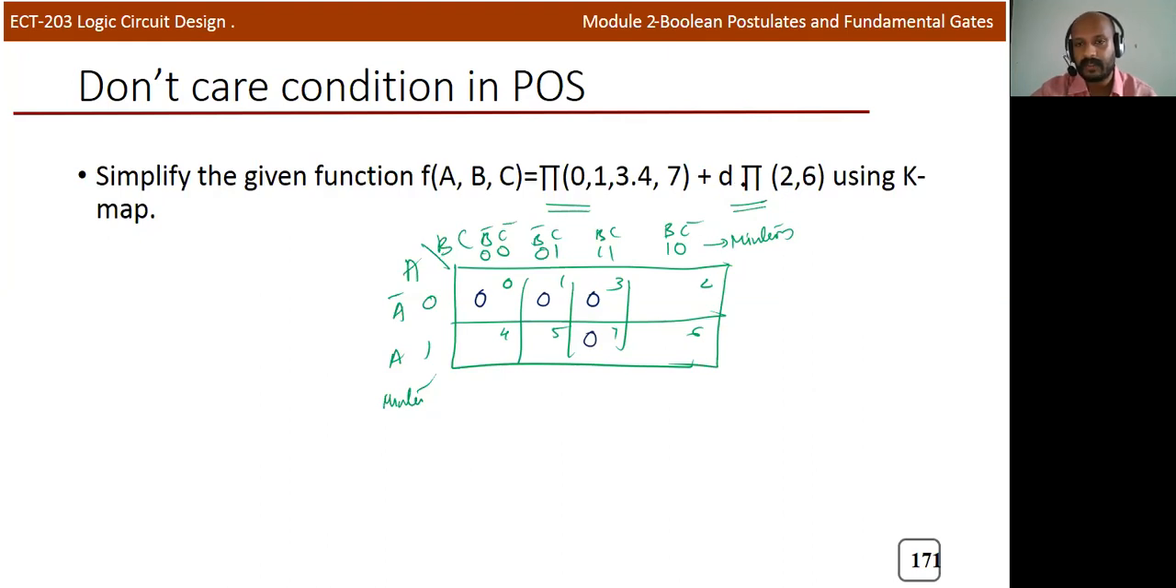We already explained what you mean by don't care condition in SOP, so we'll directly move on. Don't care is represented by X. So 2 is represented as don't care, and 6 is also represented as a don't care. The other missing values: 0, 1, 3 are there, 4 is also already there, so I need to indicate 4 also. There's only one left: 5 is indicated by 1.